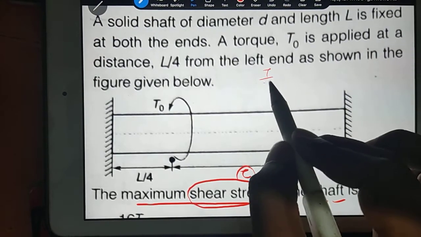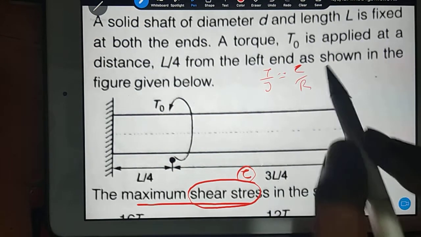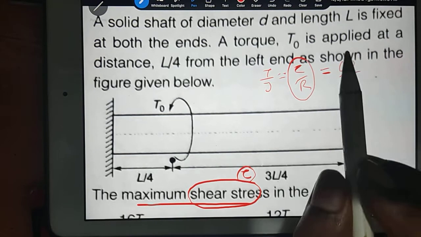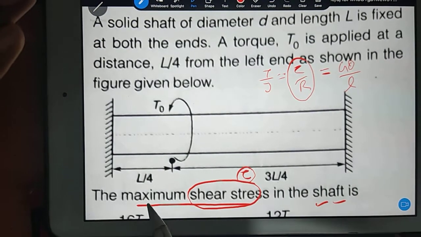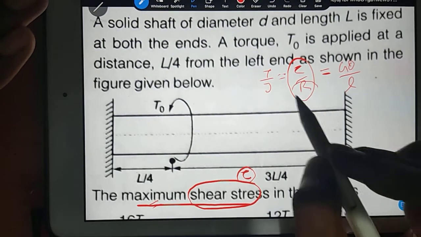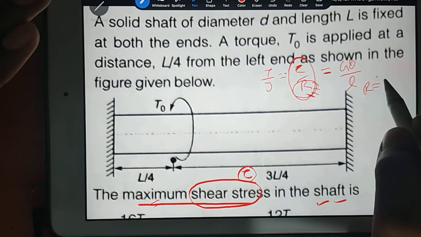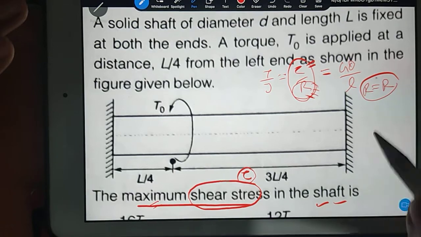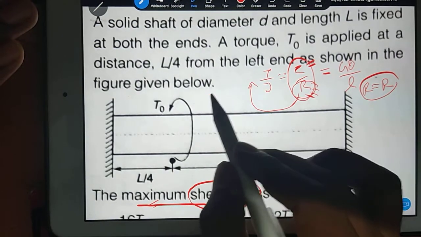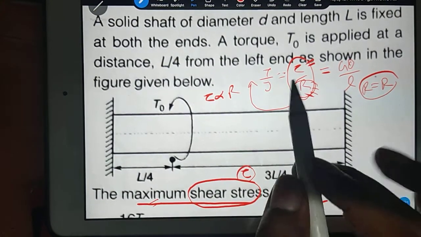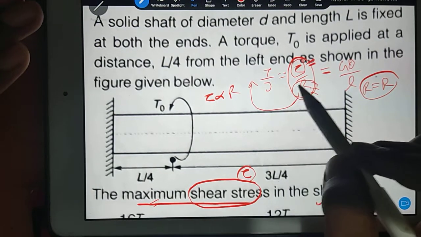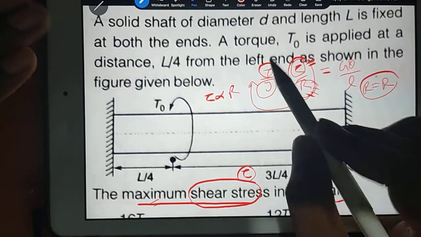So in this, T by J is equal to tau by R, which is equal to G theta by L. This term you have to use, and shear stress will be maximum when you are using the complete R, meaning small r is equal to capital R. At some other radius, shear stress will not be maximum. Why? Because if you multiply R to this side, you can see tau is proportional to radius. Okay. But you can calculate the shear stress if R is known, J is known, and T is known.